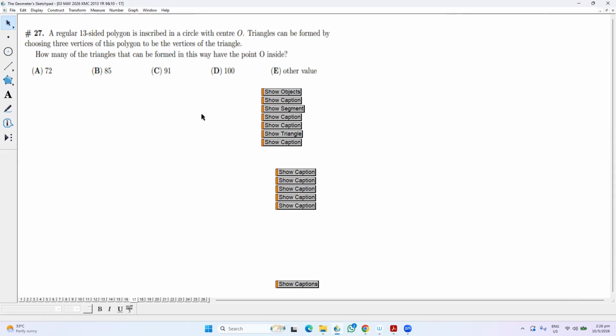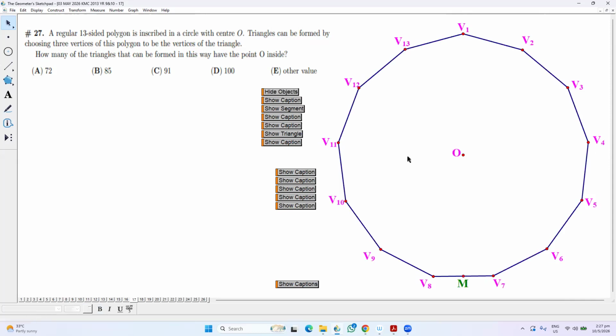So you want the triangle to have the point O inside. Let's look at the diagram. This is the 13-sided polygon. V1, V2, V3 go round until V13. So we notice that it would be very difficult to look at triangles that have point O inside. So we look at triangles that don't have point O inside. How? Just divide it into half.